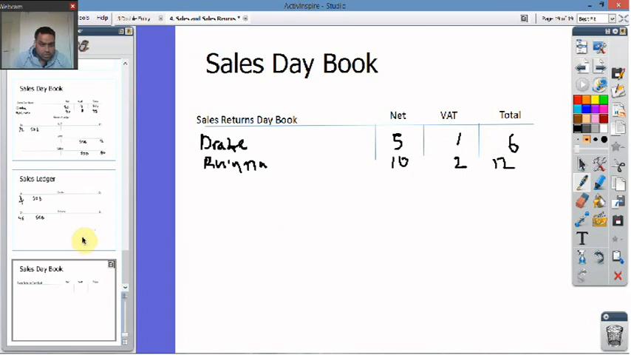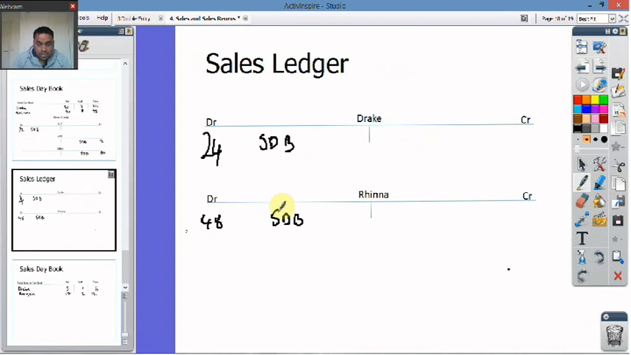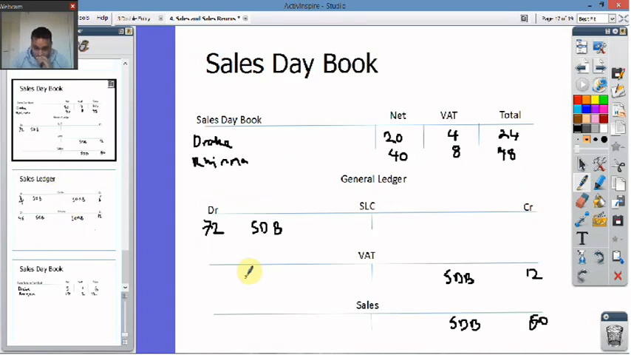Okay, sales returns daybook. Right, let's have a look. How does that look here? Right, sales returns daybook, and that one was £12. SDRB, how much was that? That was £6, wasn't it? Yep, 6. So let's have a look up here.